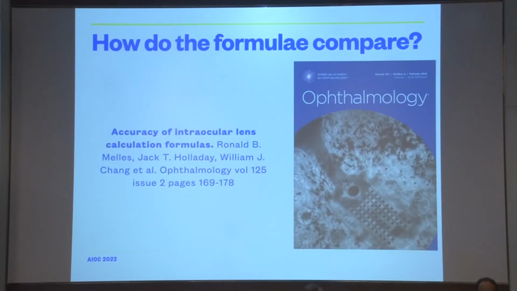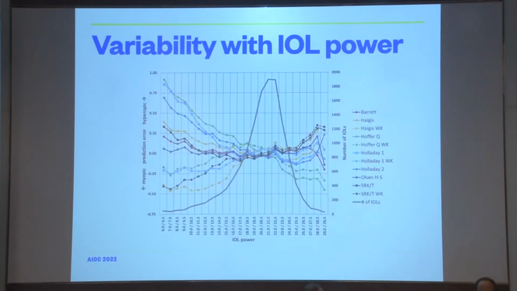So how do the formulae compare? Well, I've borrowed heavily from this article which was there in Ophthalmology, and it compared 8 different formulae, the newer ones as well as some of the older ones. So let's talk about the variability with the IOL power. Well, you can see the more variations in the formulae, the less accurate it is. We want a formula which is very stable.